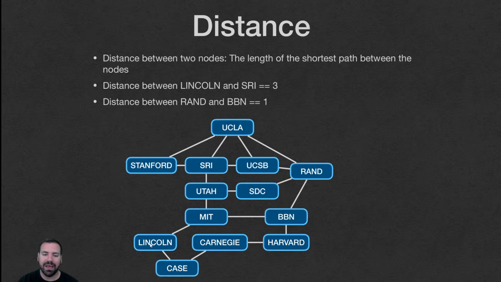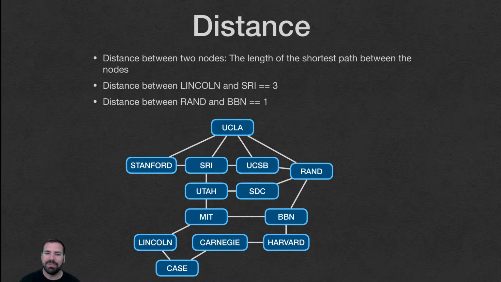So we had that path from Lincoln to SRI of length 6, but there is a shorter path, 1, 2, 3. There's a path of length 3 connecting those two nodes. So the distance between Lincoln and SRI is 3. And try as you might, you're never going to find a path of length 2 or length 1 connecting Lincoln and SRI. 3 is the shortest path you can find. So the distance between them is 3.